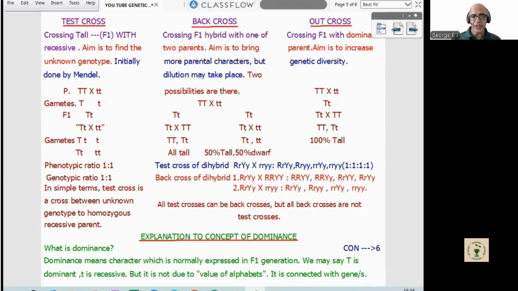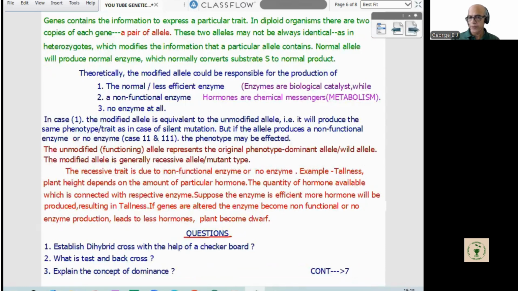Originally, what is the reason? It is not due to the value of the alphabet. It is concerned with the gene or genes. I think that idea is very clear. Now, in a little bit detailed manner, because this idea is NCERT oriented, for many people it will be slightly difficult, but it is comparatively easy. See, the genes contain information to express a particular trait.